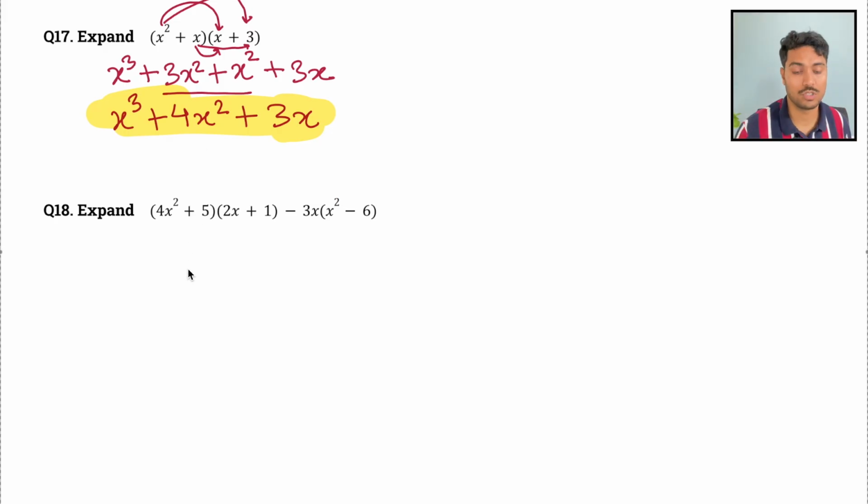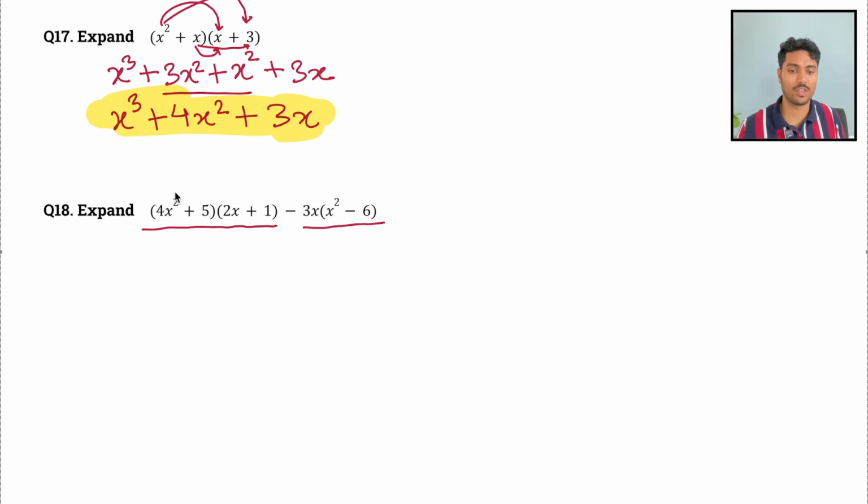Now we'll solve the last question, question number 18. It looks complex, but it's not difficult because we have to apply the same approach. So question number 18, there are two parts, (4x square plus 5) multiplied by (2x plus 1) minus 3x multiplied by (x square minus 6). So first we will solve the first part, minus, we will solve the second part, and then if there are any like terms and we need to add or subtract them, we will do that too, and that's how we will simplify our expression and that will be the final answer.